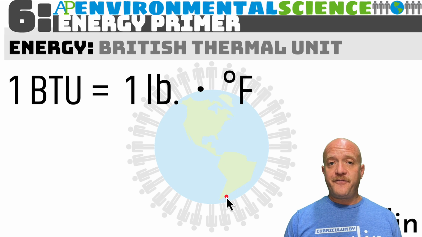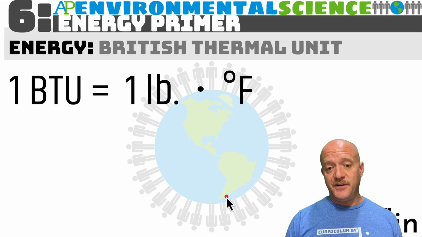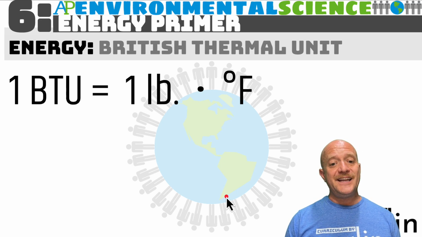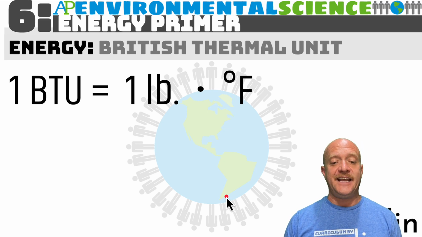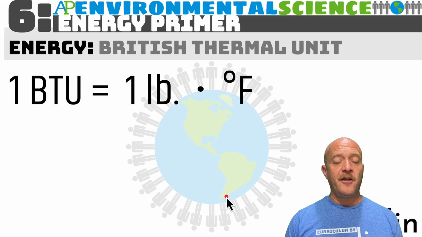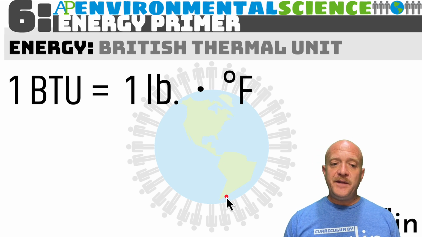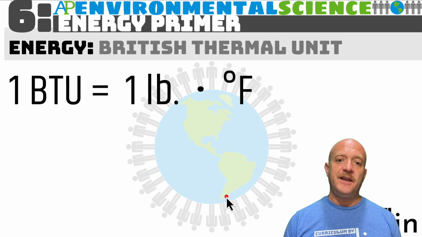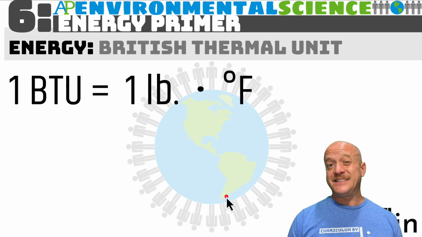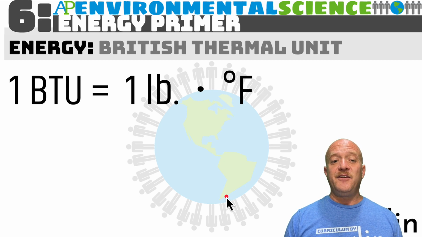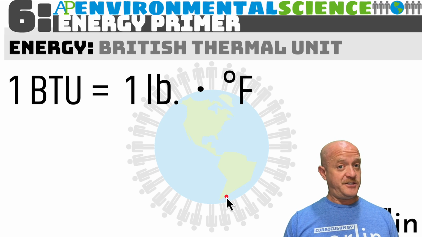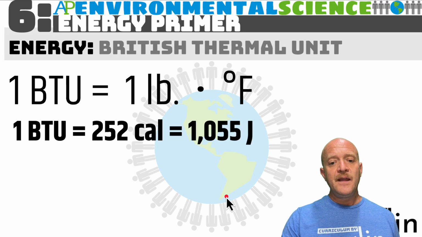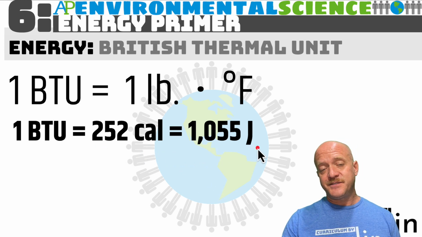Now, another form of energy is a British thermal unit. A British thermal unit is how much energy it takes to heat up 1 pound of water 1 degree Fahrenheit. So a BTU and a joule can be used to measure the same thing. BTUs are used in the United States for our air conditioners. A BTU is 252 calories, which is 1,055 joules. Great.